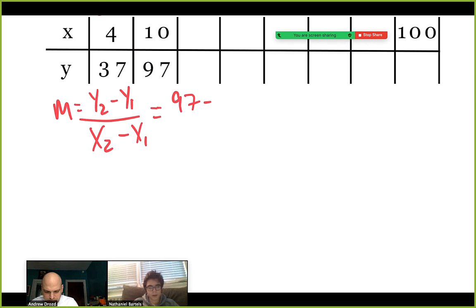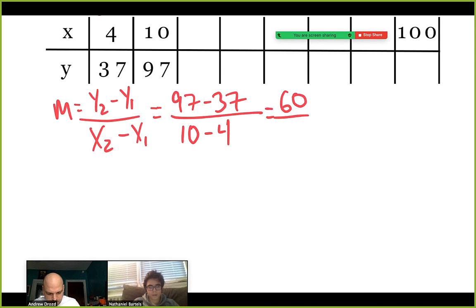97 minus 10? Nope. That's okay. I'm going to use my eyeballs, and we're just talking about the y values. Oh, 97 minus 37. Yes. Well done. Over 10 minus 4. So what's 97 minus 37? 60. And what's 10 minus 4? 6. Beautiful.